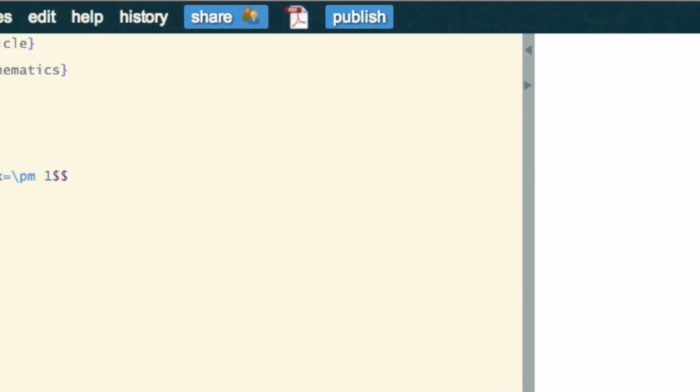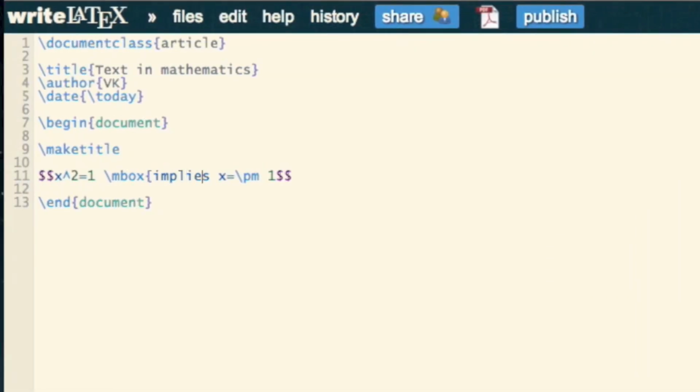So what we can do is include an \mbox around that to tell it, I want this to be text. Note that I've included a space after the s, so I've got the space, but I need to include a space before the i as well.